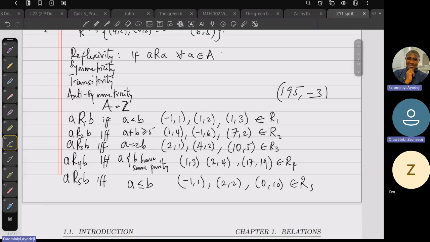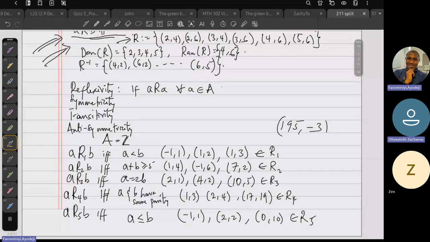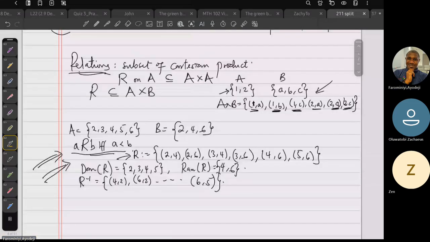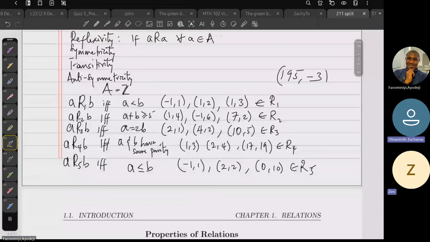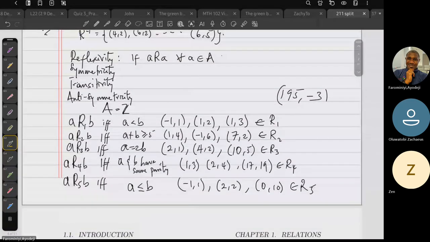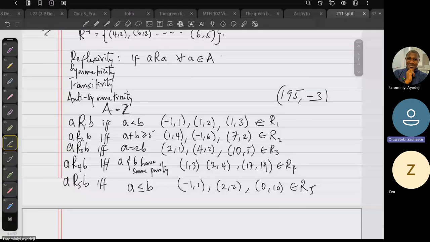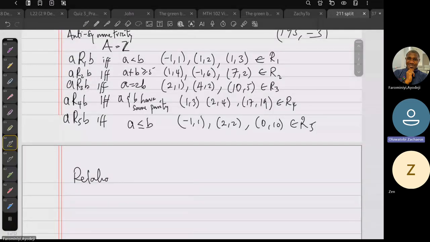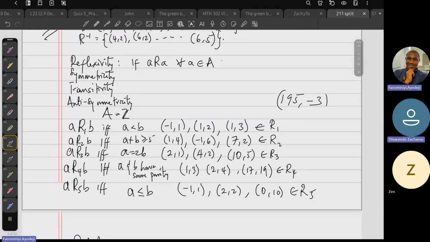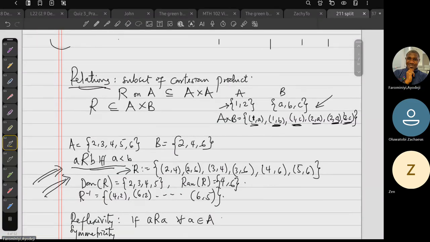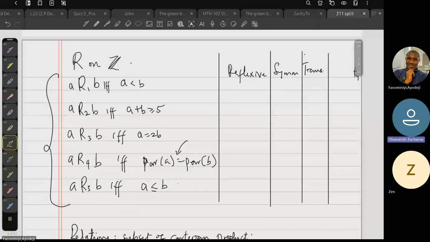Good. So let us now come back to the properties. Reflexivity. Is R1 reflexive? From what we defined. So is R1 reflexive? No. Why do you think it is not reflexive?